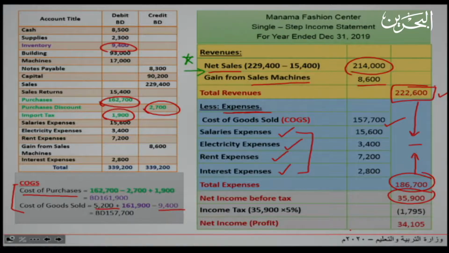Then I will subtract the income tax from the net income before tax, and I know from before how I can get the income tax. So I will take 35,900 and I will subtract the income tax from it with a figure of 1,795, getting finally the net income or profit for our company.